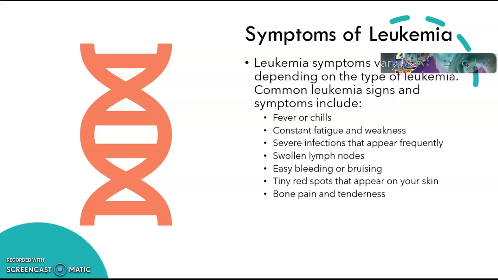When your lymph nodes start to become swollen, that would be another symptom that most people get when they've been diagnosed with leukemia. Easy bleeding and bruising: when someone gets cut, they bleed very easily, or they bruise very easily if they fall, or any other way they'll get a bruise. Also tiny red spots that appear on their skin, and when their bones become more painful and more tender to things around them.